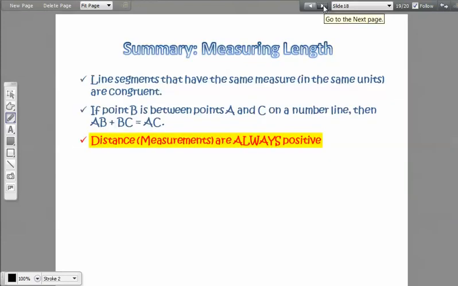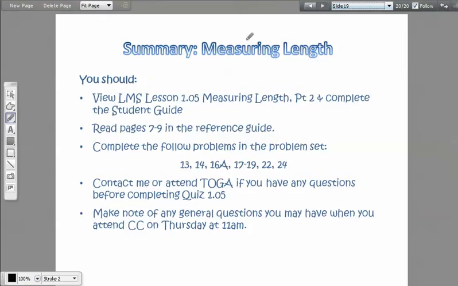We've learned today that line segments that have the same measure in the same units are congruent. If point B is between points A and C on a number line, then AB plus BC equals AC. And remember this, distance and measurements are always positive.